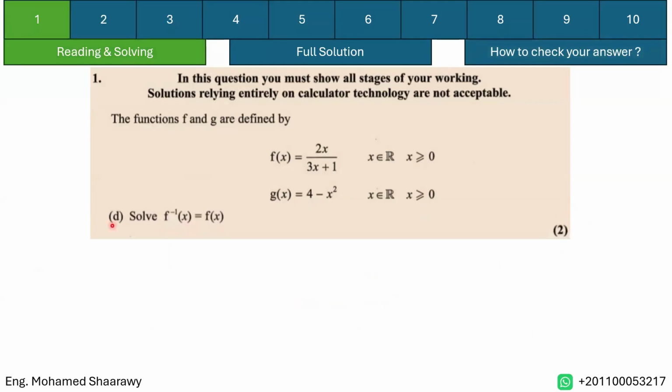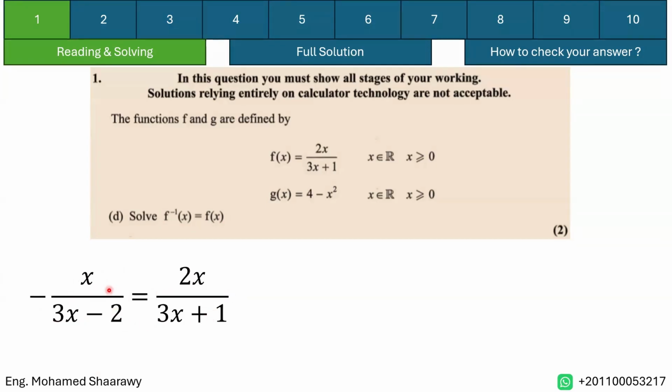Okay, now it needs me to solve f inverse equals f of x. For the first time, you can say that you will just solve them simultaneously as they are, but there is a slightly easier solution. I'll start with the more convenient one first. This is f of x, it's 2x over 3x plus 1. This is f inverse, which is negative x over 3x minus 2.